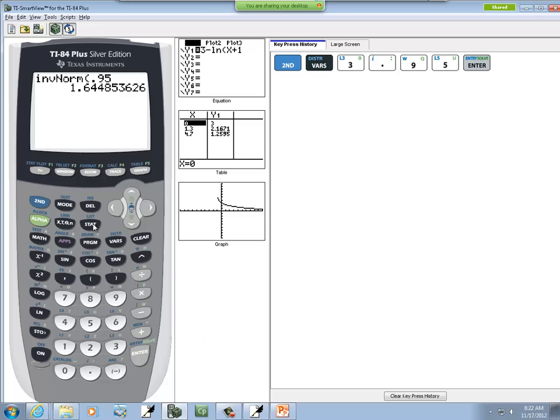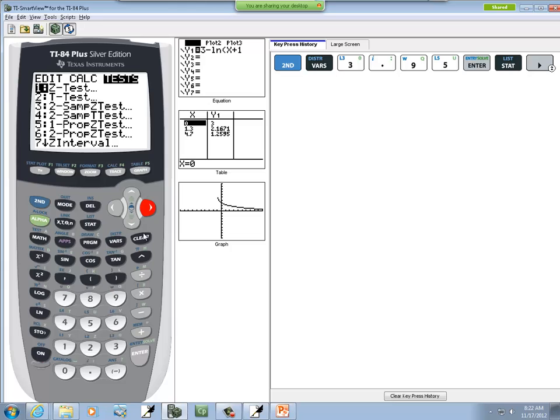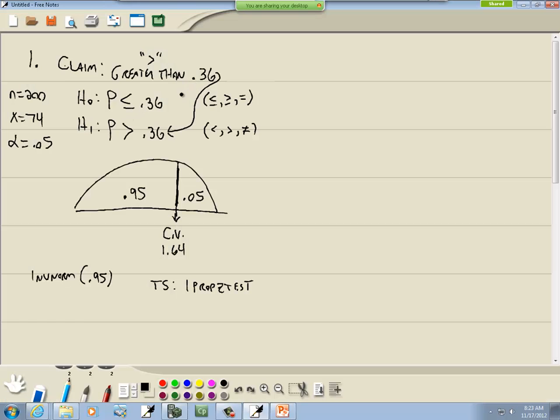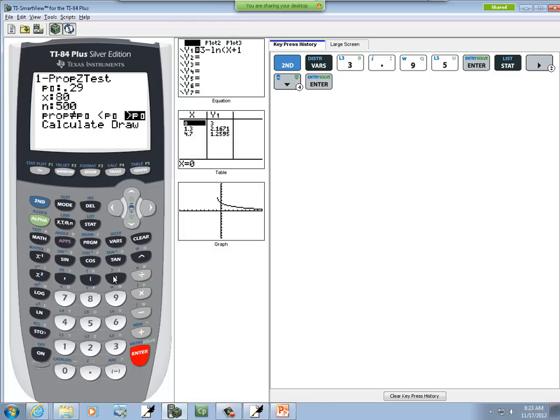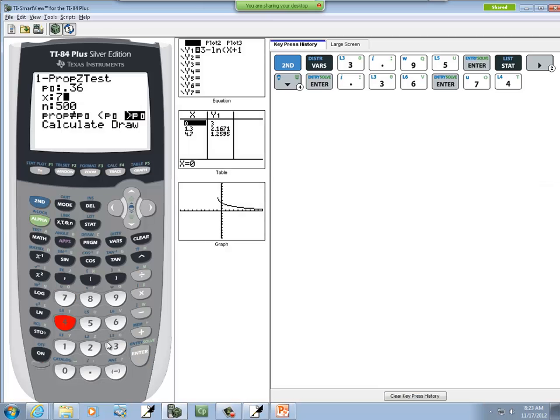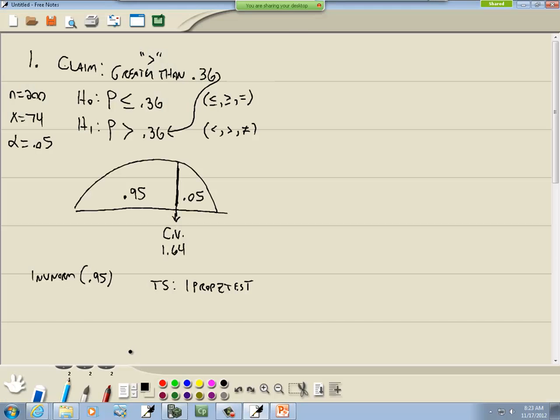So we'll press stat, right arrow over to test, and one prop Z test is number 5. Enter on it. Now P naught, that's always a number off of our claim, or H naught or H1, so that's 0.36. X, 74 in 200.